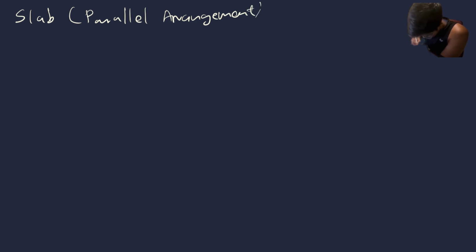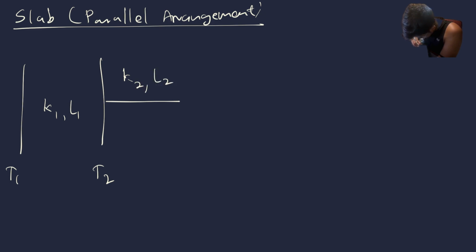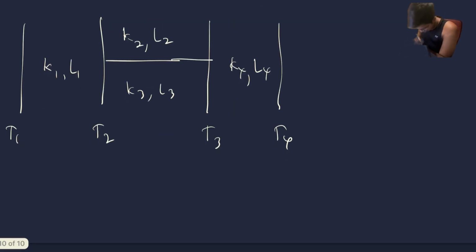Now this is the problem. We have surface T1 at temperature T1, second surface at temperature T2. Then this top surface will be K1 L1, this will be K2 L2, this will be K3 L3. The next surface will be T3 and finally T4, and this will be K4 L4. How do we draw the thermal resistance circuit?